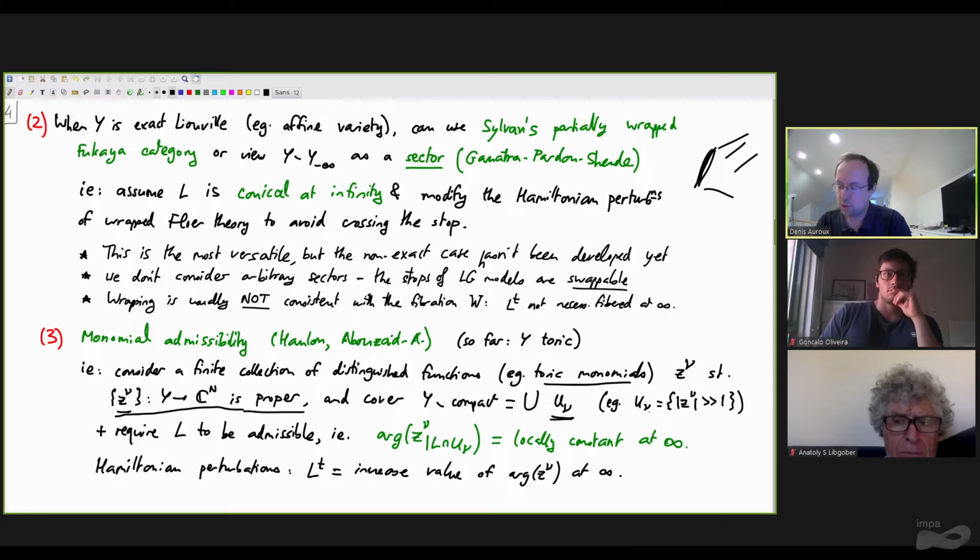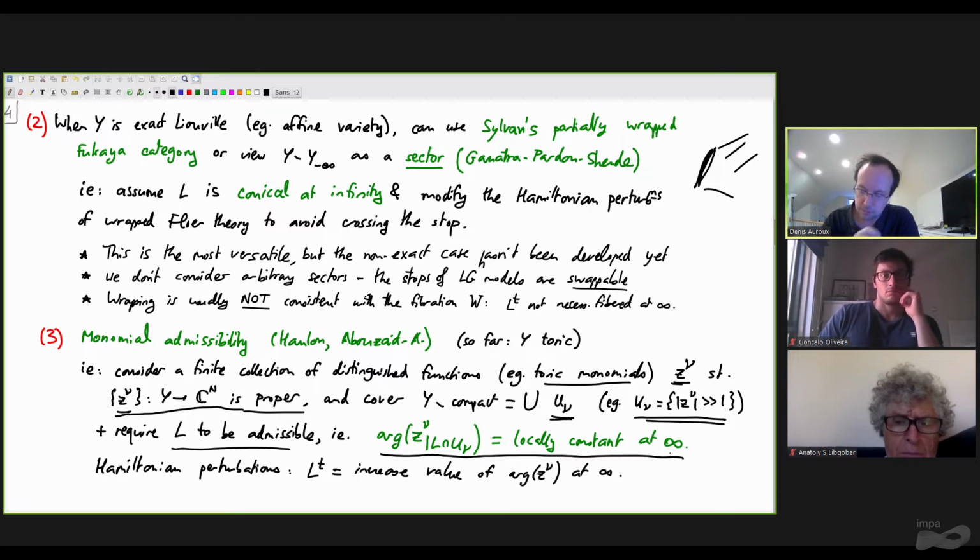So for example, I want U_ν to contain the points where this z^ν is the largest of these functions in a suitable sense. There's a lot of flexibility in the definition. I don't want to give all of it. But for example, you should imagine U_ν might be the set of points where z^ν is much larger than 1, or where it's larger than the others, or that sort of thing. And now admissibility is the requirement that the argument of z^ν on our given Lagrangian is locally constant at infinity in the part that's in the region U_ν.